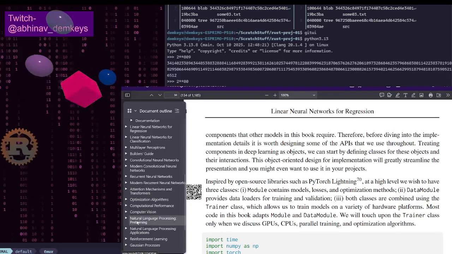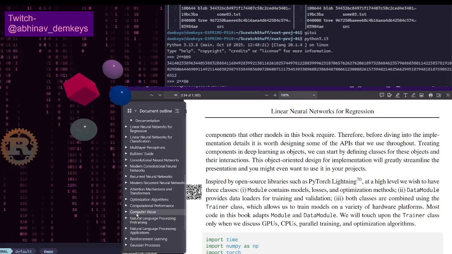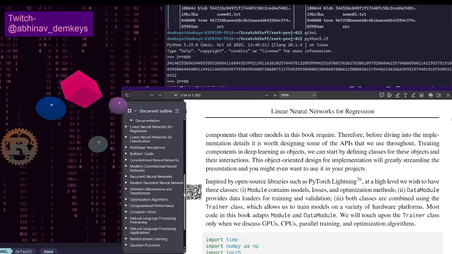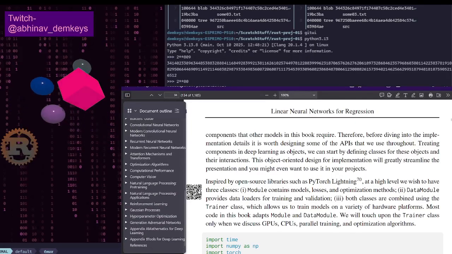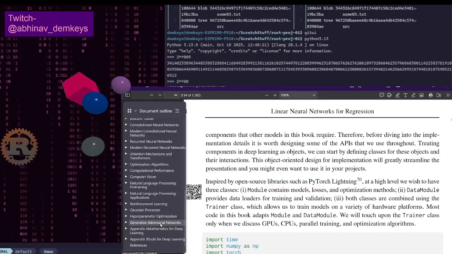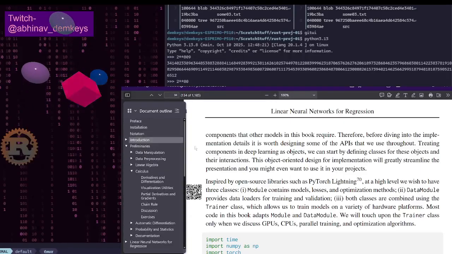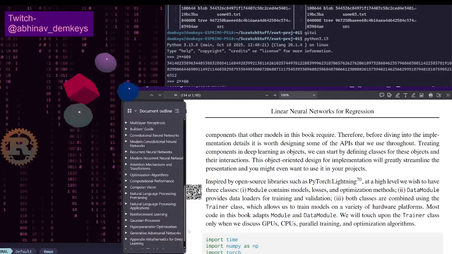I just noticed this as well. It goes into computer vision, NLP, and something that caught my eye earlier, which is reinforcement learning. It covers reinforcement learning as well. There's GANs as well, generative adversarial networks. So there's a fair bit of stuff that we can learn from this book.